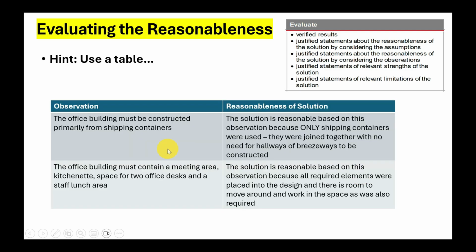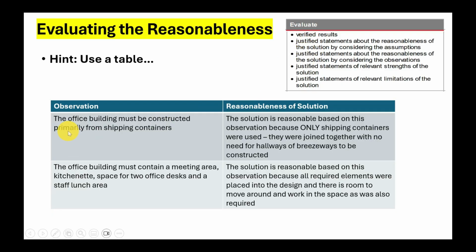All right, here's an example of that. Just before we go, hint, use a table. If you have the original observation that you typed at the beginning here, and then you put reasonableness of solution, you're more likely to hit that reasonableness, as well as if you start with the solution is reasonable, or you start with the solution is not reasonable. Then you're actually going to hit these criteria.